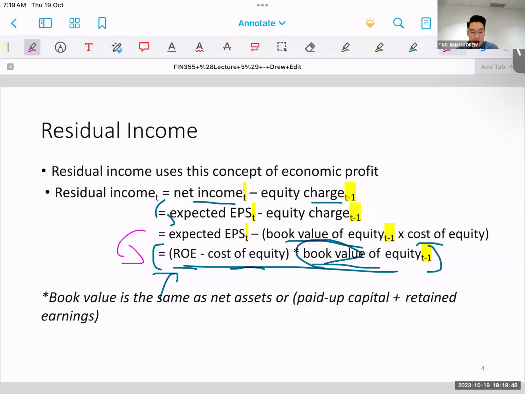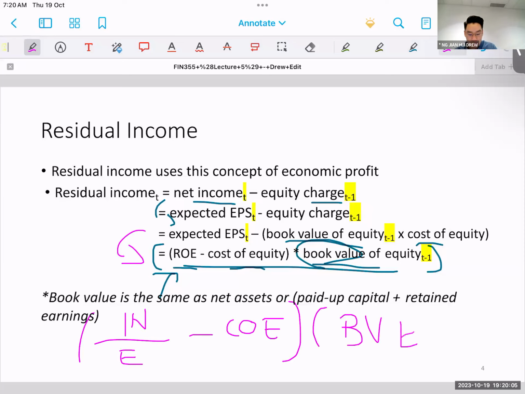So remember, return on equity is what? Return on equity, which is net income divided by equity, B, minus cost of equity, COE. And I want to multiply this by book value of equity, right? So if you do notice, when you learn in secondary school, the bunny hop thing, where you multiply it in.